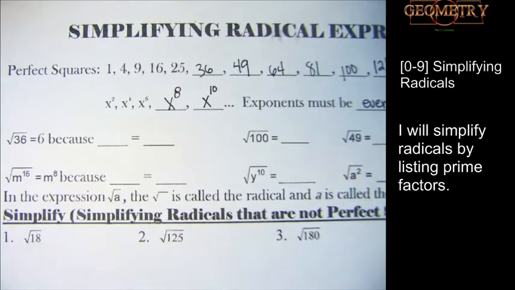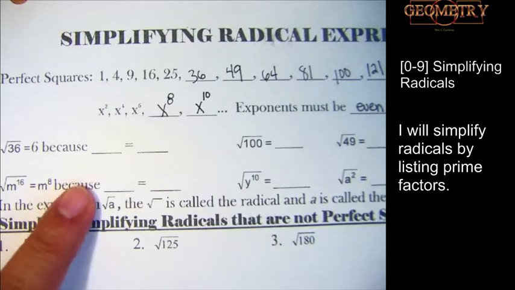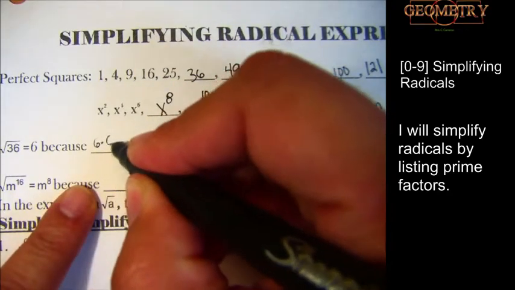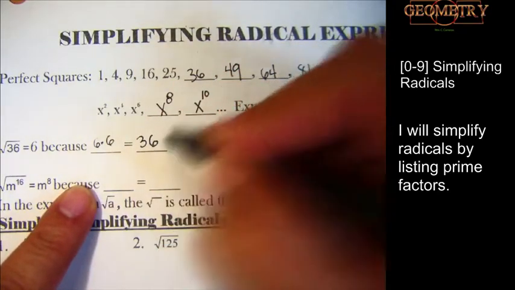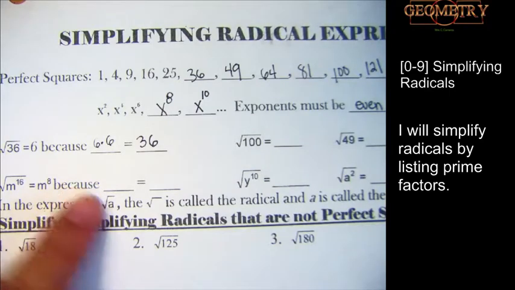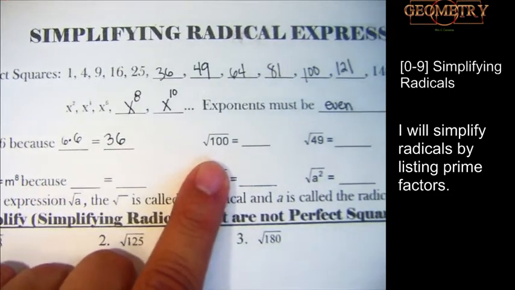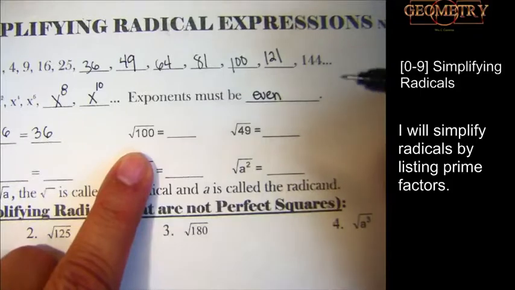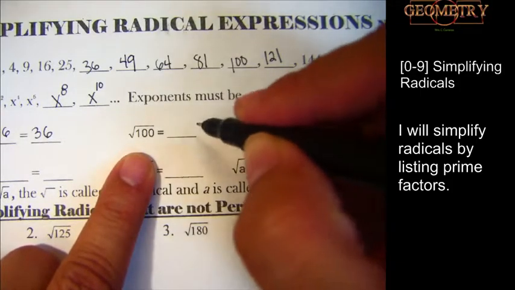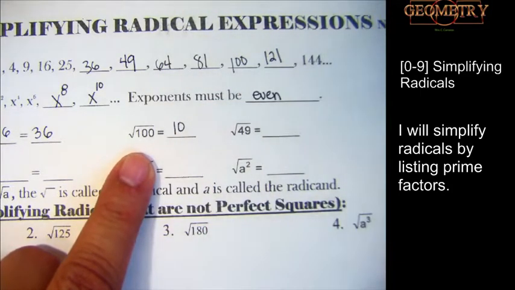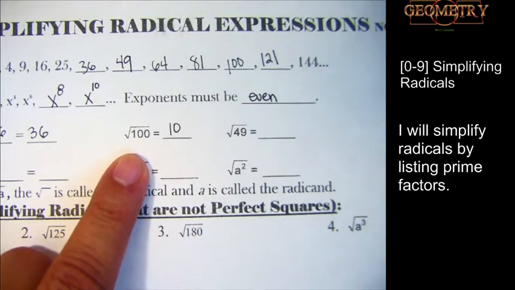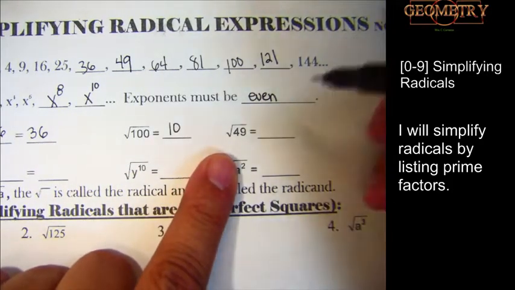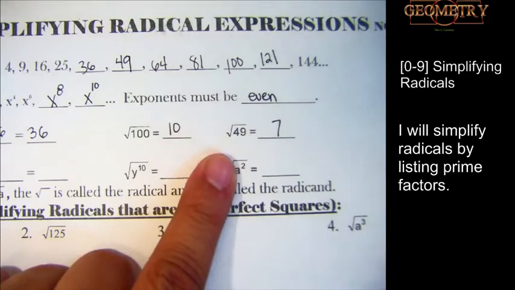The square root of 36 is 6 because 6 times 6 is 36. The square root of 100 is 10, because 10 times 10 is 100. The square root of 49 is 7, because 7 times 7 is 49.